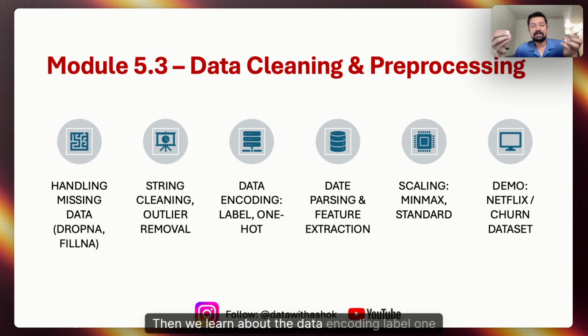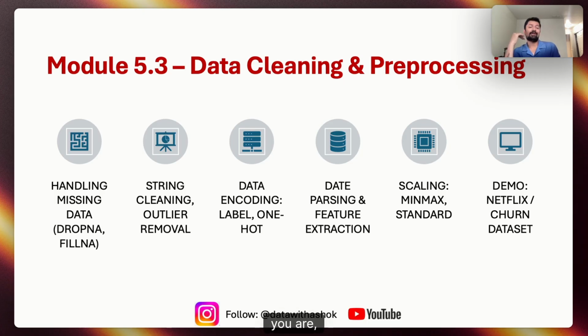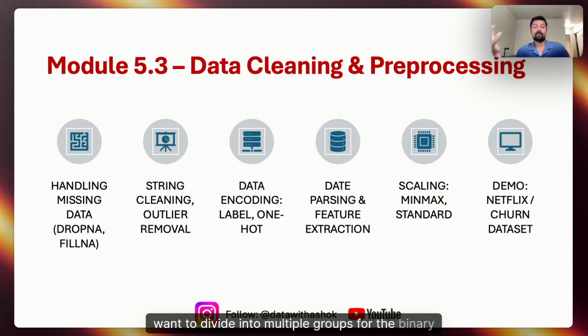Then we'll learn about data encoding, label and one-hot encoding. These techniques are very, very important when you are dealing with data. Say you are trying to create a regression model, for instance, but the variable you are using has some categorical values. You need to convert those categorical values into numerical values. Or sometimes, if you have numerical data and you want to divide it into multiple groups for binary classification or multi-class classification, then you need to do the data encoding. You need to divide those values into certain categories that you can use for comparisons. So those kinds of things we'll learn.